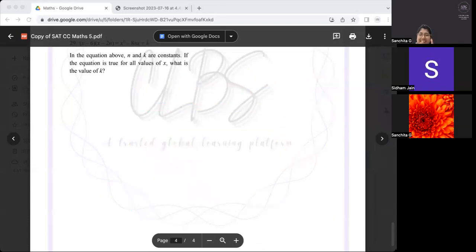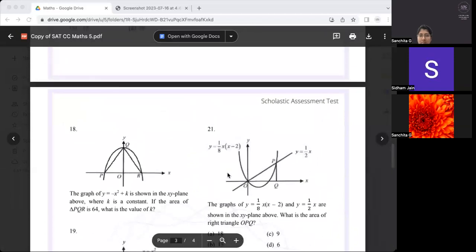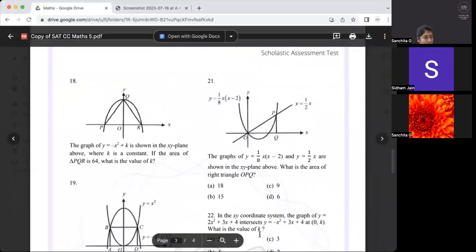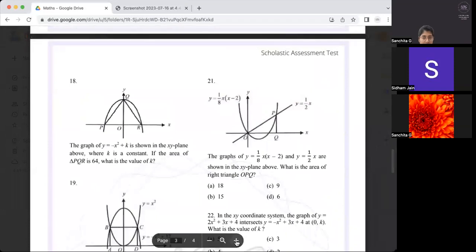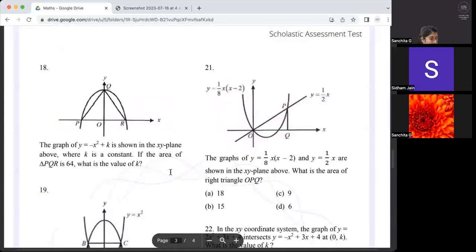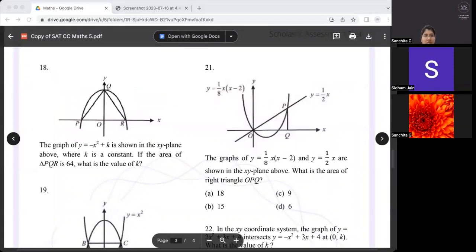Now let's take 750 plus level questions. I'll start with question 18. Let's solve one together and then you can take up the rest. Question 18, please. Let me solve this for you. Did you go through the question?